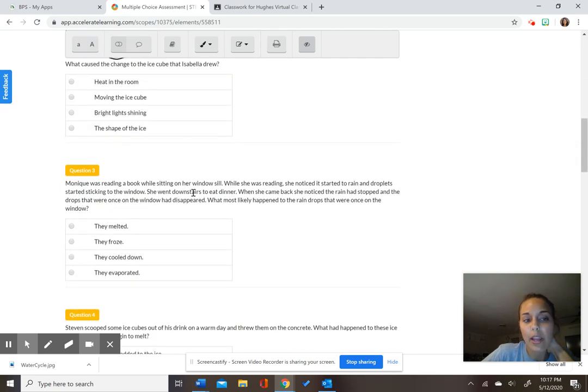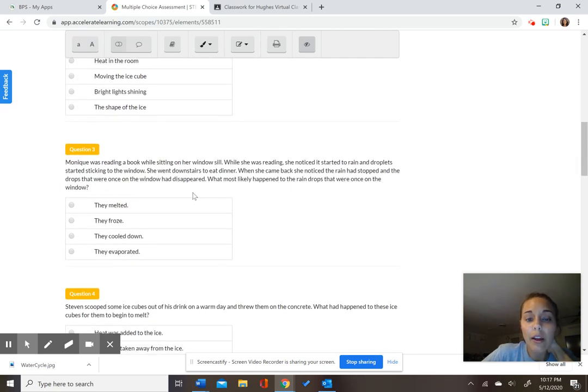All right, number 3. Monique was reading a book on her windowsill. She noticed it started to rain and droplets started to stick to the window, kind of like your mirror after you shower or your water bottle sweat, as I call it. She went downstairs to eat, and then she noticed that once the rain had stopped, the drops that were on the window were no longer there. So what happened to the raindrops that were once on the window?